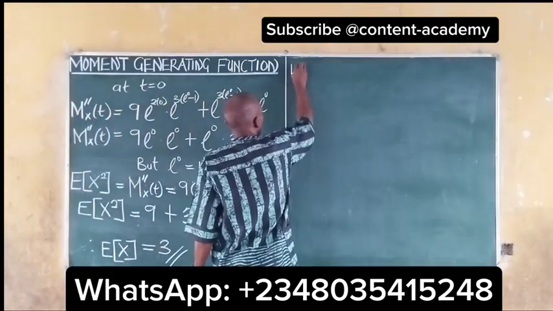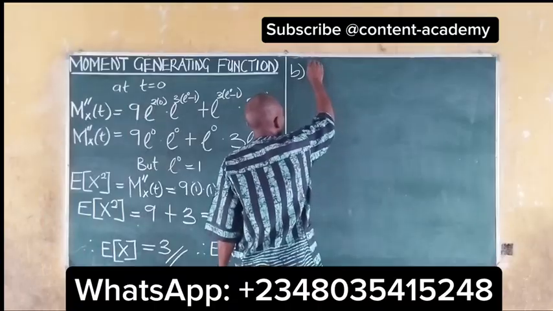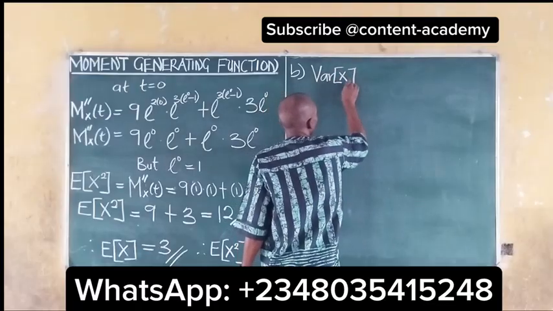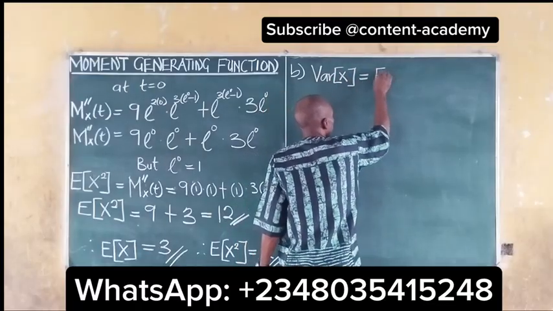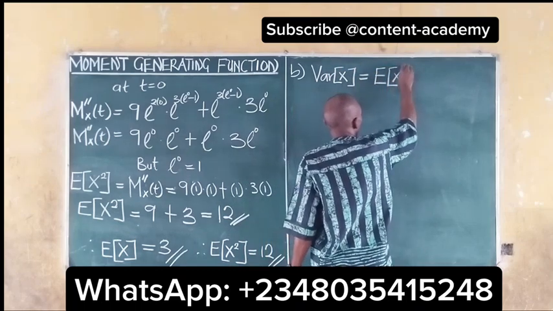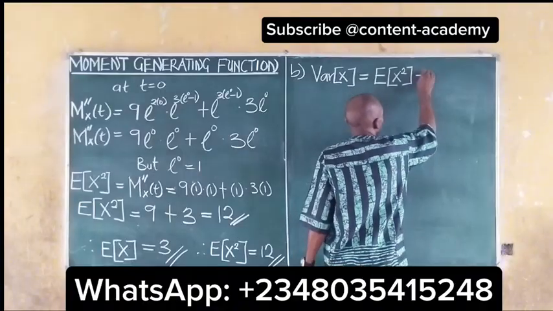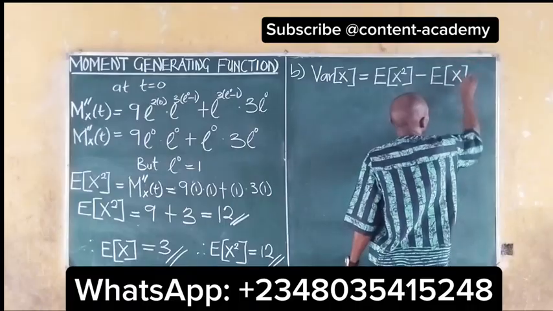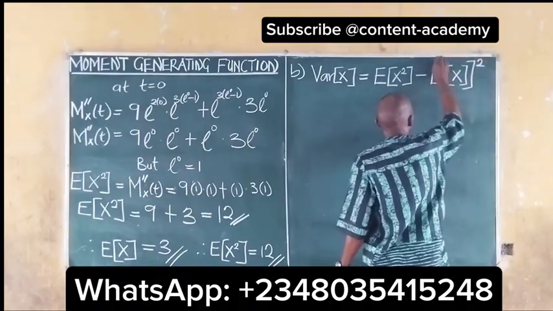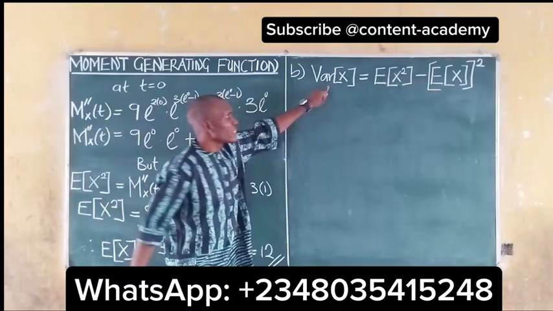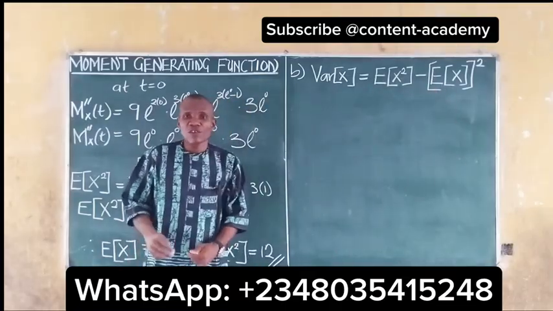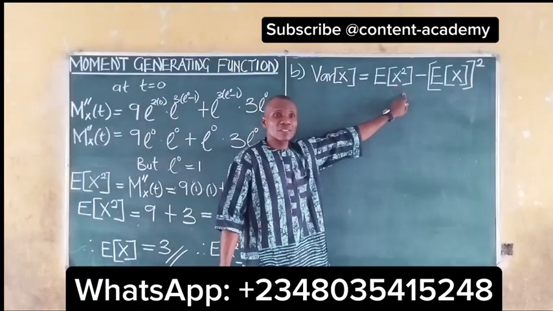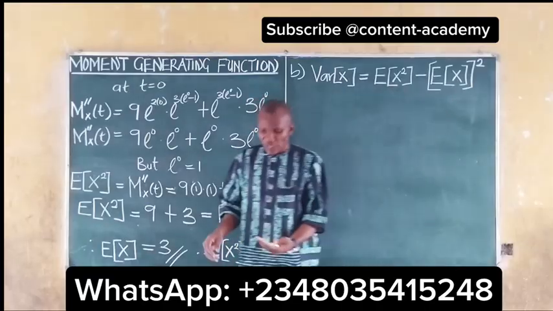So for the B part, we have to find the variance. The variance of x is equal to the expected value of x squared minus the expected value of x, all squared. So this is the formula for variance. To find the variance, we need to know what the expected value of x squared is and what the expected value of x is.